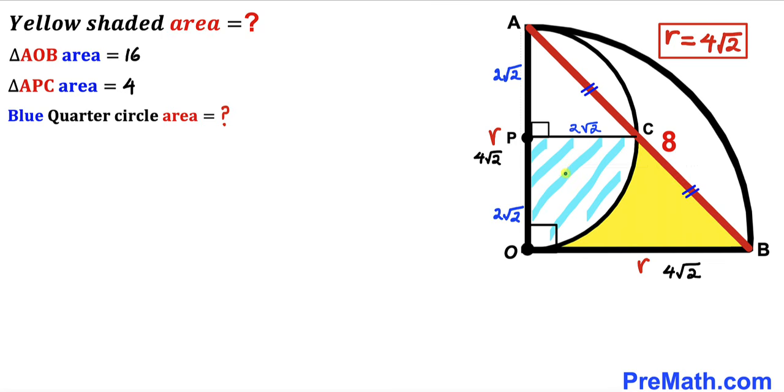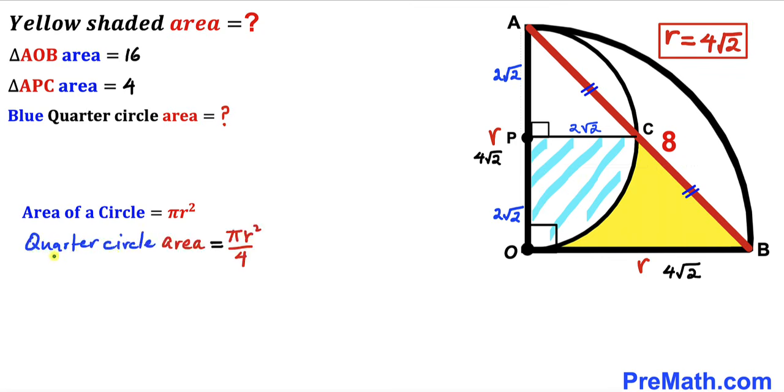And now we are going to calculate the area of the blue quarter circle. Let's recall the area of a circle formula, area equals pi r squared, where r is the radius. Since we are dealing with a quarter circle, the area is going to be pi r squared divided by 4. The radius of this blue quarter circle is 2 times square root of 2. So the area of this blue quarter circle is going to be pi divided by 4 times 2 times square root of 2, whole squared.